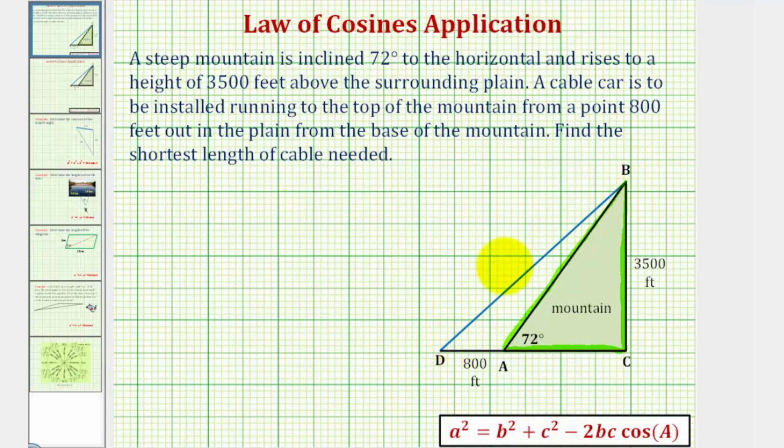So let's go ahead and label side BD side C. Now looking at our diagram, notice how we have this right triangle, triangle ABC, and we also have this obtuse triangle, triangle ABD.